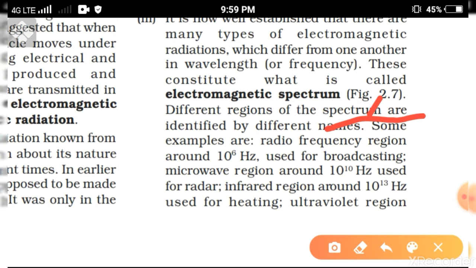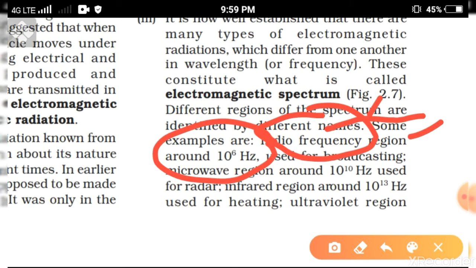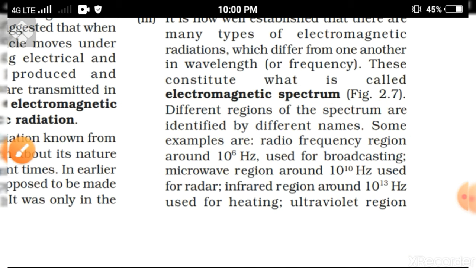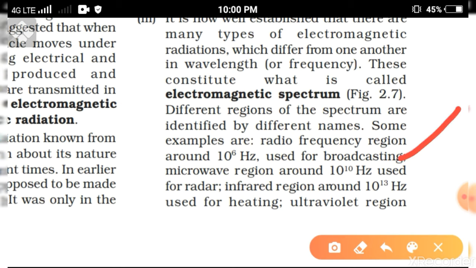Some examples you know about, like radio frequency. इसका region कितना होता है? What is their region? Around 10⁶ hertz. You know what is the assigned unit of frequency? Hertz. So this is the radio frequency. This is also radiation. Their wavelength and frequency are different. Used for broadcasting, like TV or radio, mobiles. तो ये क्या है? This is used for broadcasting.